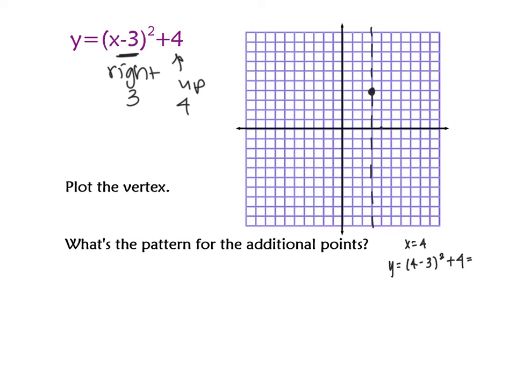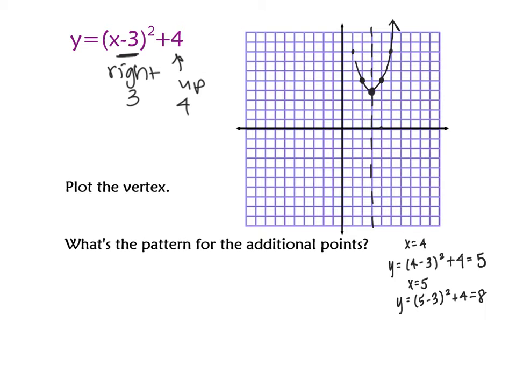And then we would plot that point. So the point would be at 4, 5. We would mirror it to the other side, and then we would repeat that process. So we would do our next x value, and we'd get our next y, and in this case that would get me 8. So my next point would be 5, 8. And while it's not terribly difficult, it does take a little bit of time.